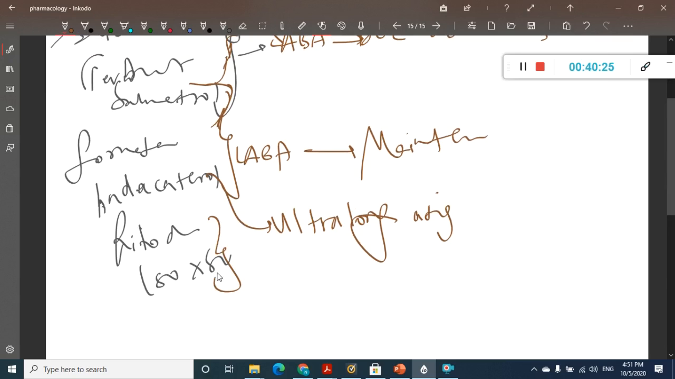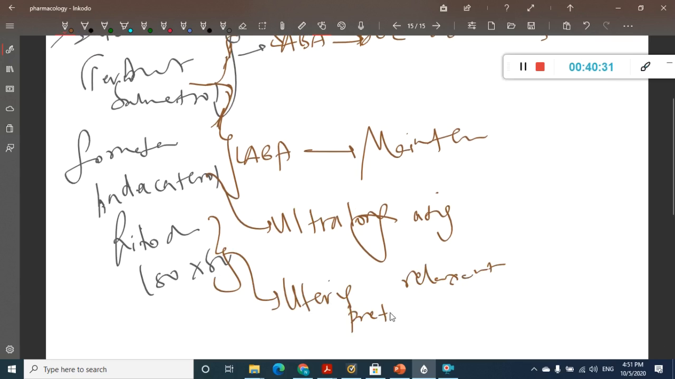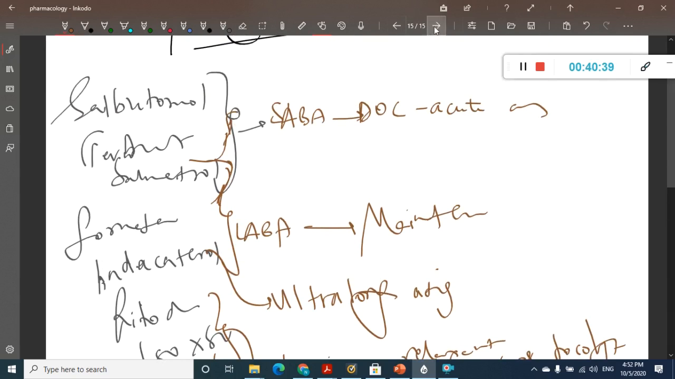Ritodrine and isoxsuprine are used as uterine relaxants, and in preterm labor they are used as tocolytics. So these are the different groups of drugs which are important.